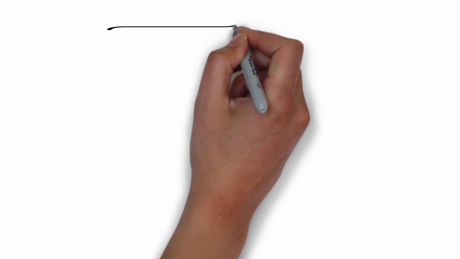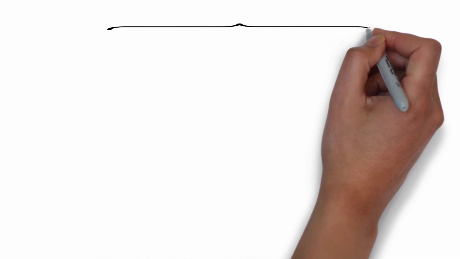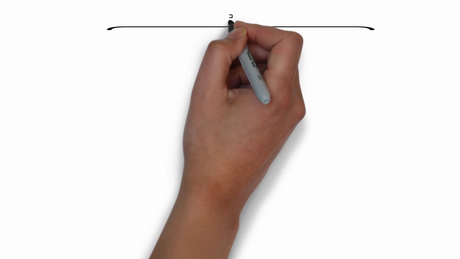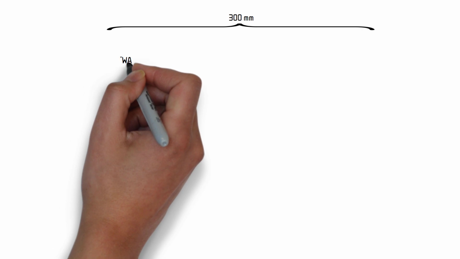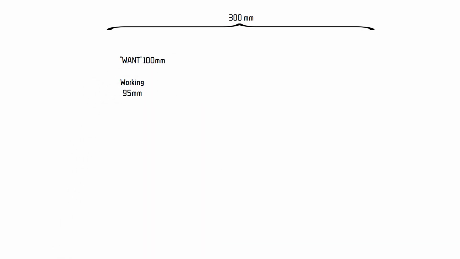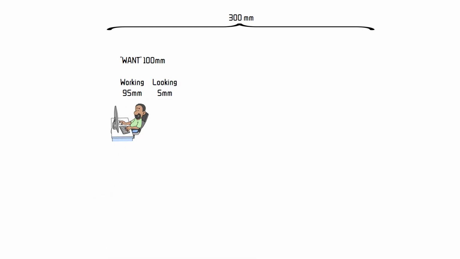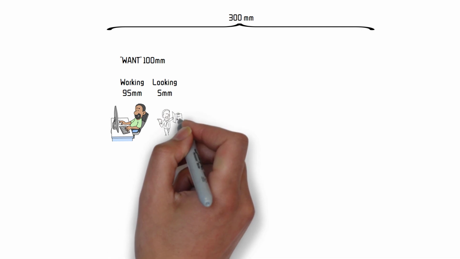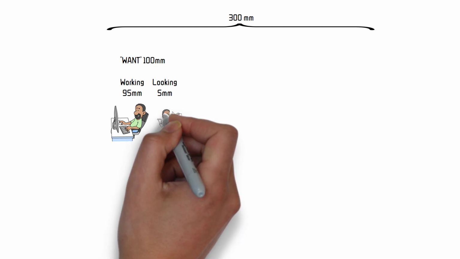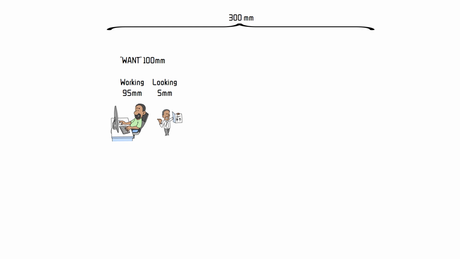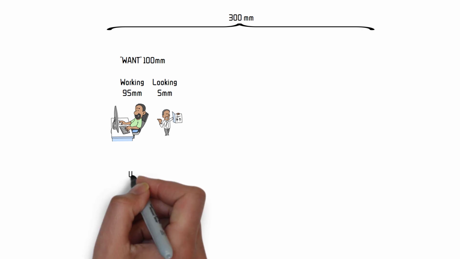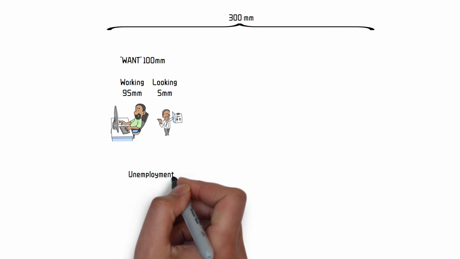Let's look at 3 population groups in the U.S. There's about 300 million people in the U.S. 100 million of them want to work. They either are working or they are looking for work. This comprises the want group, 100 million. So 95 million people are working, and let's say 5 million people are looking for work. So this comprises the want to work population.